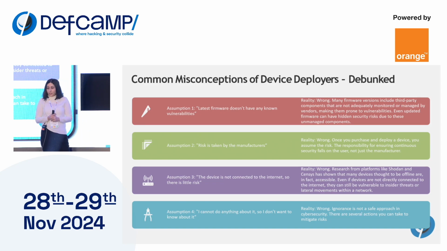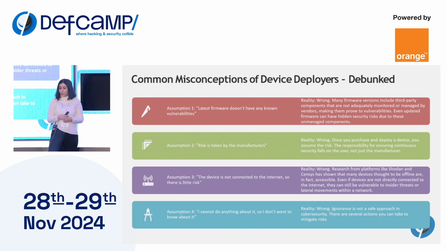And the third thing is that the device is not connected to the internet, so there's little risk. Well, I have to tell you, Shodan and Census really disagree with this claim, okay? There have been several cases where people thought their devices had been disconnected from the internet while they were actually accessible, okay? But assume that your device is not really connected to the internet and you're right. How about the lateral movements? How about the insider threats, okay?